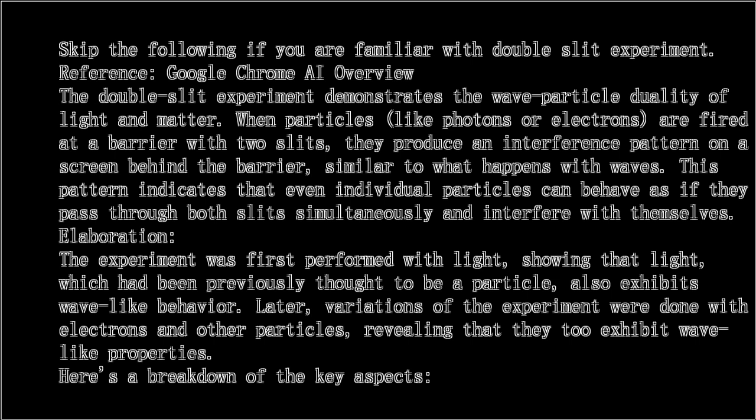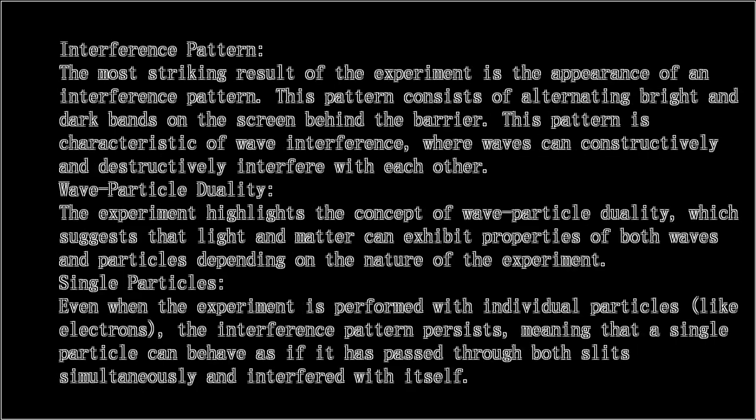Later, variations of the experiment were done with electrons and other particles, revealing that they too exhibit wave-like properties. Here's a breakdown of the key aspects. Interference pattern: the most striking result of the experiment is the appearance of an interference pattern. This pattern consists of alternating bright and dark bands on the screen behind the barrier. This pattern is characteristic of wave interference, where waves can constructively and destructively interfere with each other.